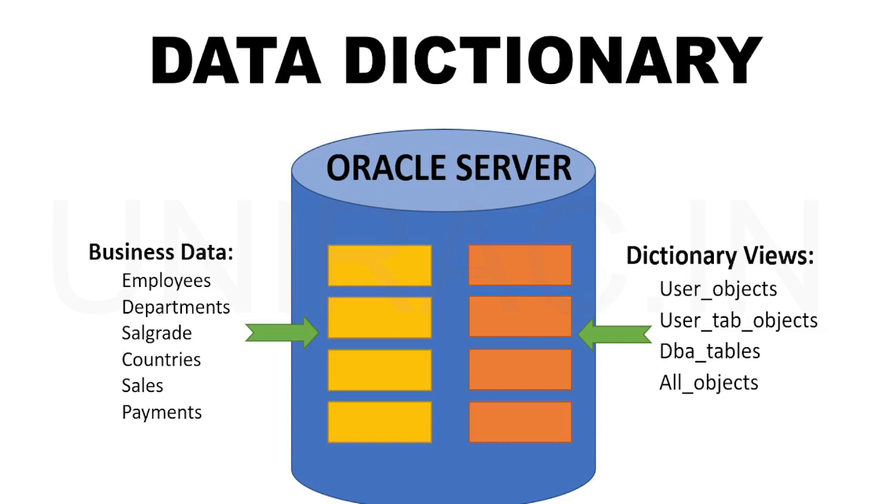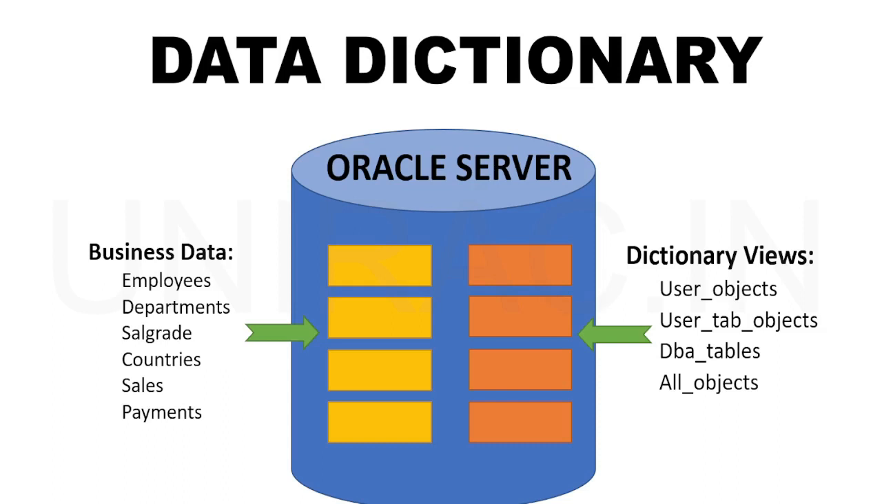Whereas the dictionary tables are built in and owned by sys. When you install your database, these dictionary tables come built in with your database. The changes we make at the system level, the system information, we always call metadata. That metadata is stored in dictionary tables by the Oracle server process.